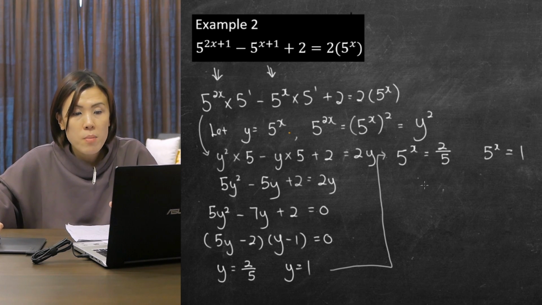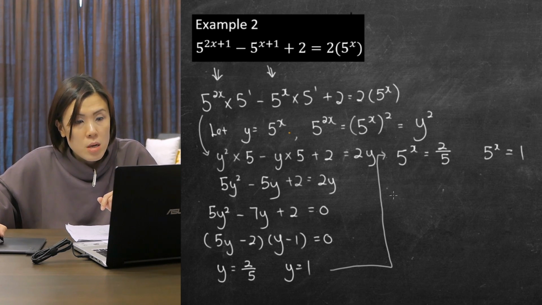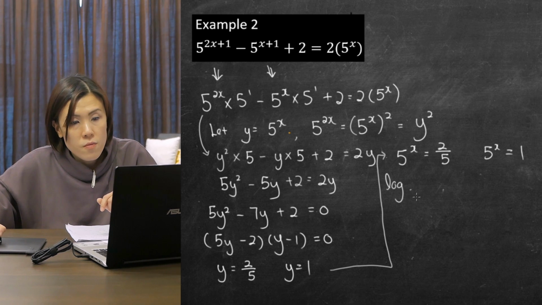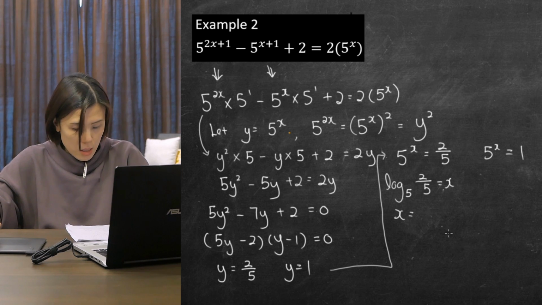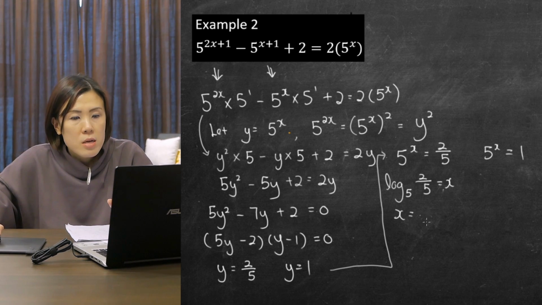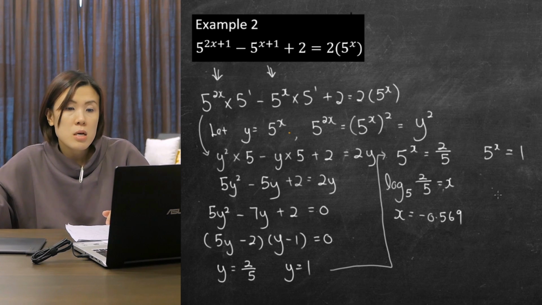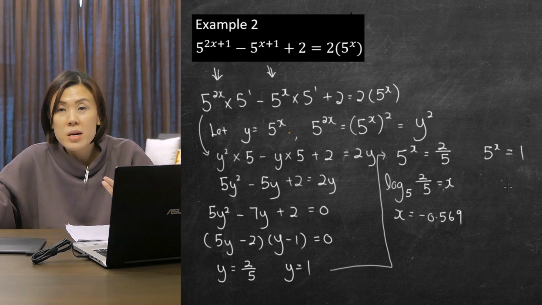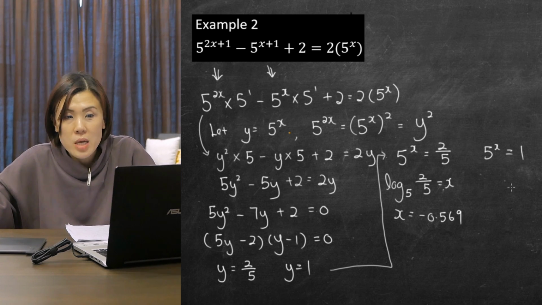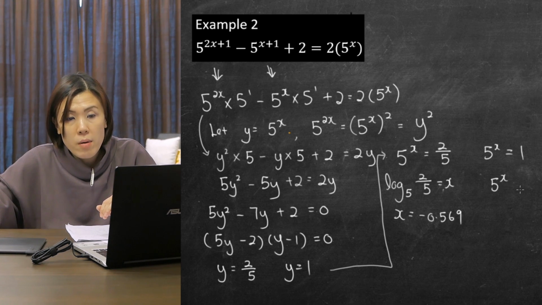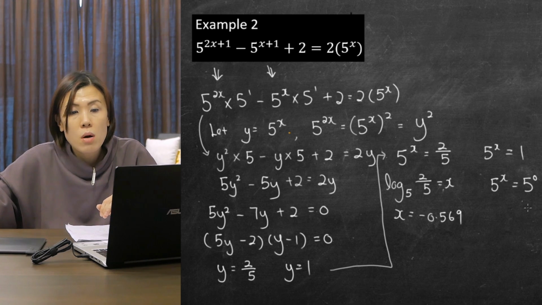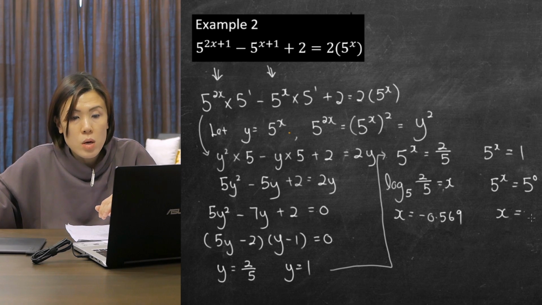So this index form, I will change to a logarithm form, where we have logarithm base 5 of 2 over 5 equals x. So you can just key this in the calculator and you will have negative 0.569. And as for the other solution, 5 to the power of x equals 1, everybody should know that anything to the power 0 is 1. So we have 5 to the power of x equals 5 to the power 0. So we have x equals 0.